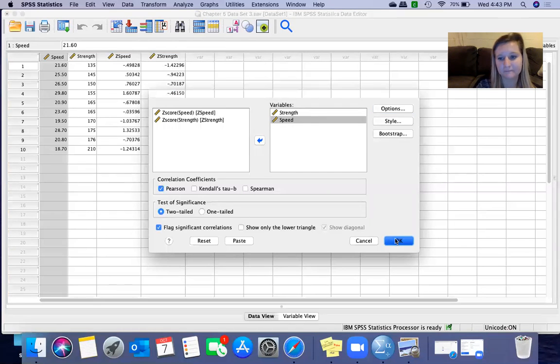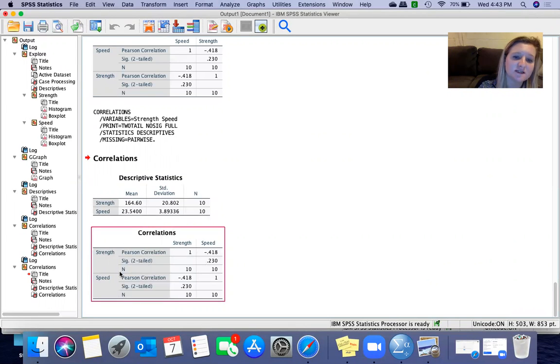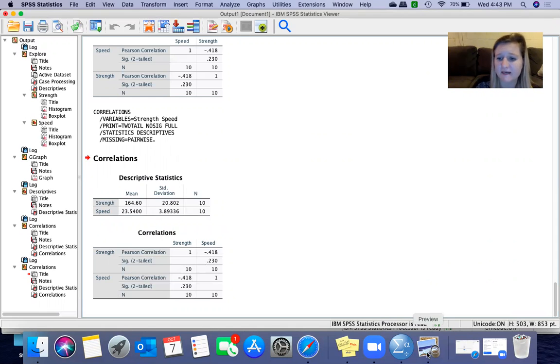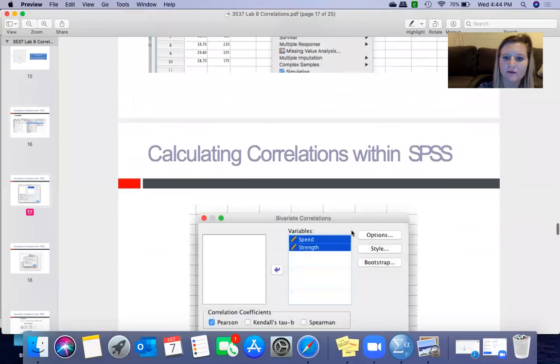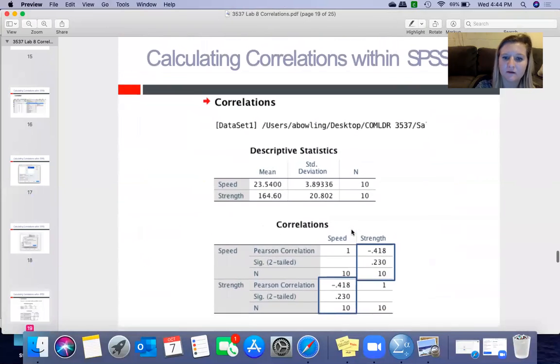I'm going to click OK. And SPSS gives me both my descriptive statistics right here and also my correlation table. I'm going to go back into my PDF and we'll talk through what we're looking for and pulling out of my correlation table. SPSS, like I said a minute ago, is going to run every possible combination of data that it can. So it is giving me a correlation between speed and speed as well as speed and strength, and between strength and speed as well as strength and strength. So we have a lot of repetitive data in this table.